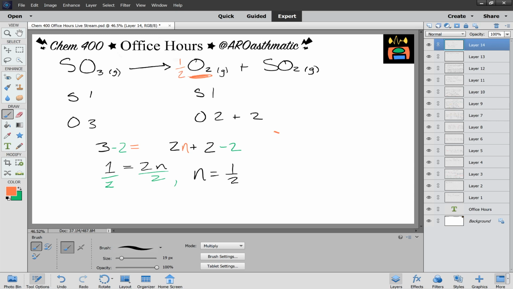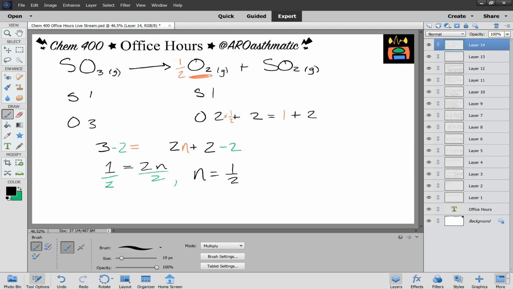When you multiply O2 by 1/2, now you have 1/2 times the 2 oxygens coming from O2. So this now equals 1 plus 2, and now our atoms are balanced. However, just as we know, you can't leave a fraction in a balanced chemical equation.